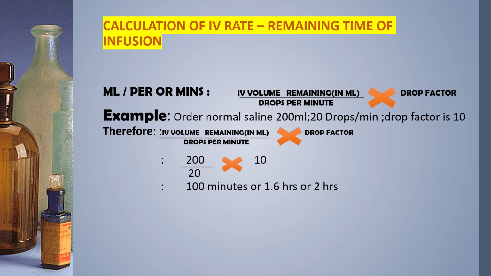Always remember, they will ask you drops per minute, you will have a drop factor. So IV remaining is 200 ml, drops per minute is 20 they want, and they have the drop factor. The set that they're using has a drop factor of 10. So after calculation, it is 100 minutes or 1.6 hours. You turn minutes into hours by dividing by 60, that is 1.6 hours, or you round it to 2 hours, the nearest whole number.